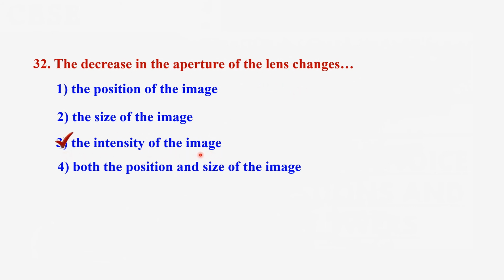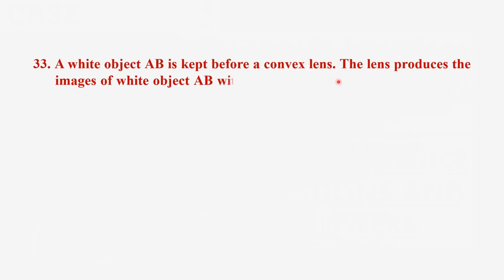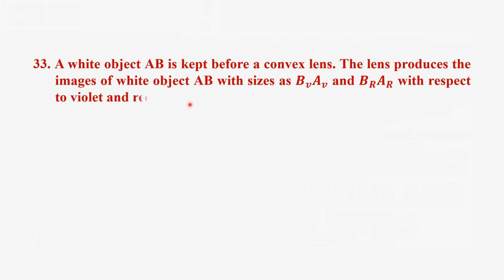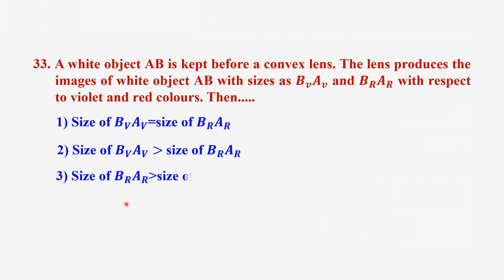Okay. Next, a white object AB is kept before a convex lens. The lens produces the image of white object AB with the sizes BV, AV and BR, AR with respect to violet and red colors. Then the size of BV, AV is equal to the size of BR, AR. Size of BV, AV is greater than size of BR, AR. Size of BR, AR is greater than size of BV, AV. Size of BR, AR is equal to root of BV, AV.